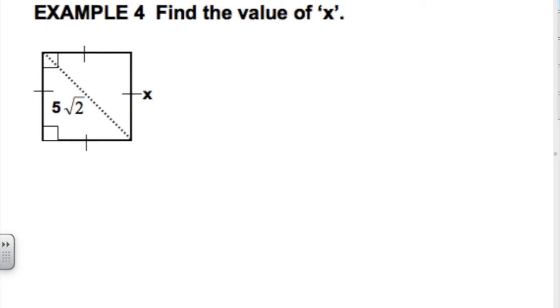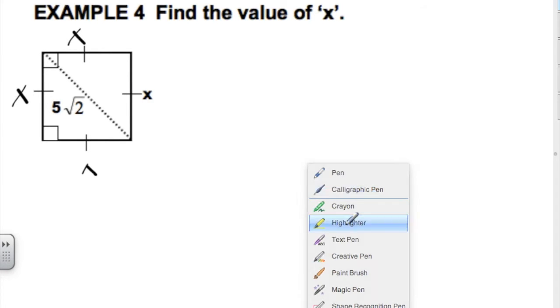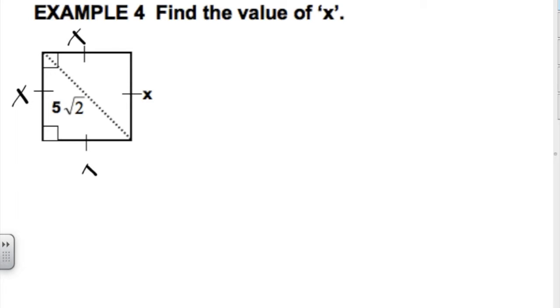So I know we have all right angles, all sides are congruent, so I know this is x, I know this is x, and I know this is x. You need to be able to see that there's a right triangle made with the diagonal and the sides of the square. I'll fill this in a little bit. Okay, so looking at that right triangle, I'm now going to use that to solve for x.